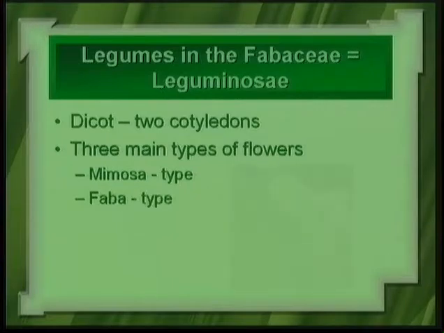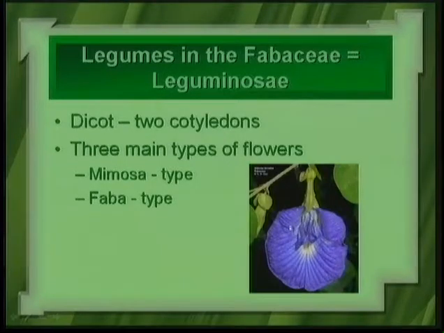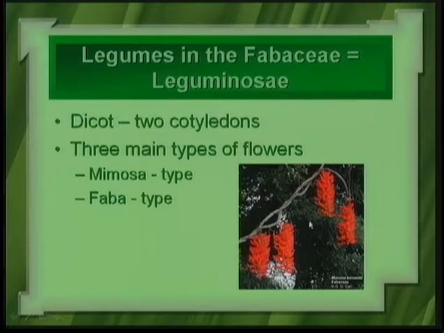Okay, we also have the faba type. Faba type of flowers. So this is like a characteristic type. It's kind of closed looking. All right, faba type. And here you have another, and this is butterfly pea. This is another different species, another different genus of this group. This is actually a very large family of flowering plants. And here's another example.